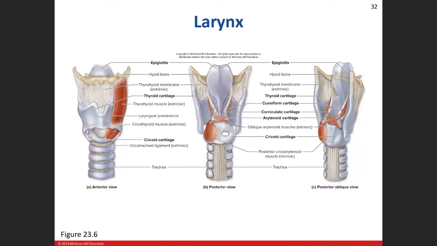Now, when we go to the posterior view, we'll see the other cartilages here, the arytenoid, the corniculate, and then the cuneiform cartilage on the backside. I've got better views for that. And then we can see some of these smaller muscles on the inside, which are going to help with speech phonation here.